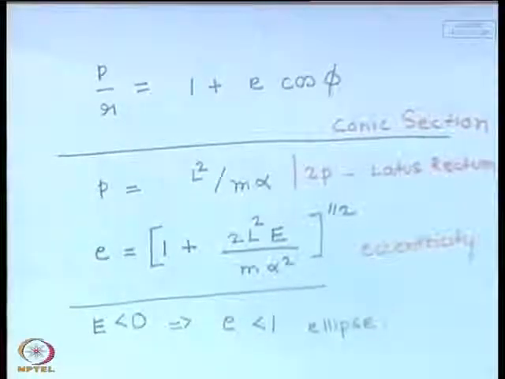So, for a given angular momentum, if the particle has the minimum possible energy, you have a circular orbit. If you give it more energy, the orbit is going to get more and more elliptical. So for a fixed angular momentum, if you increase the energy of the particle, the orbit is going to get more and more elliptical.